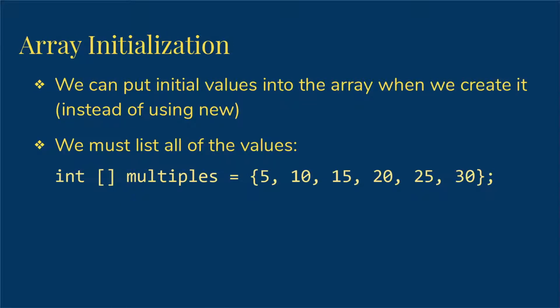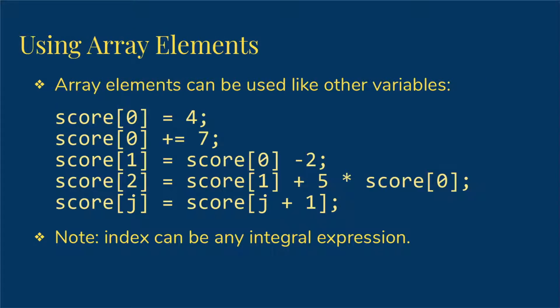We can also put some initial values into an array when we create it. We replace the new with the values themselves. We do have to list all of the values we want, so however many values we put in this array, that's how big the array is going to be. So here's an example. In square brackets, multiples is assigned, and I simply open curly braces, list all of my values with commas between them, and close the curly braces, and of course end with a semicolon because this is a statement in Java.